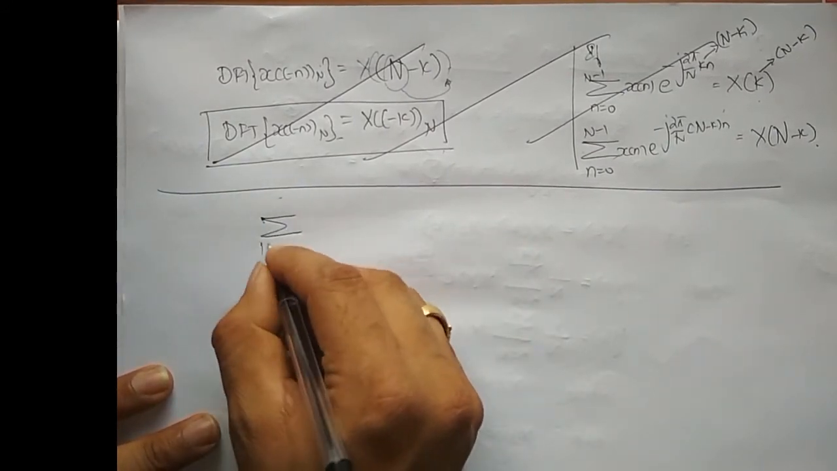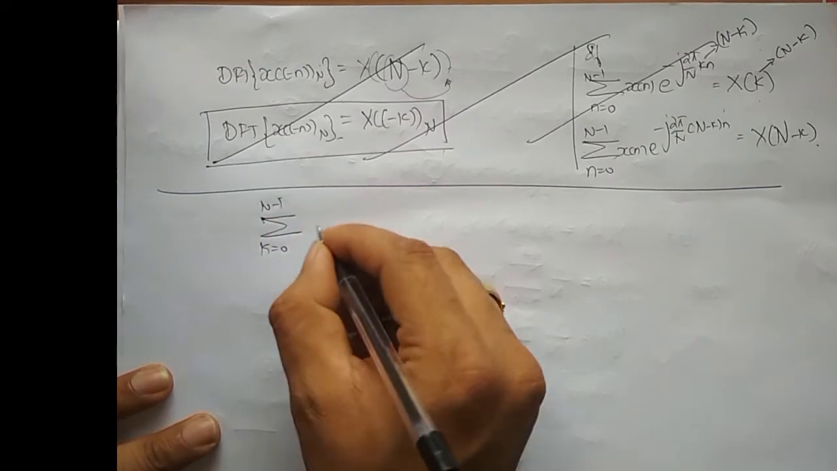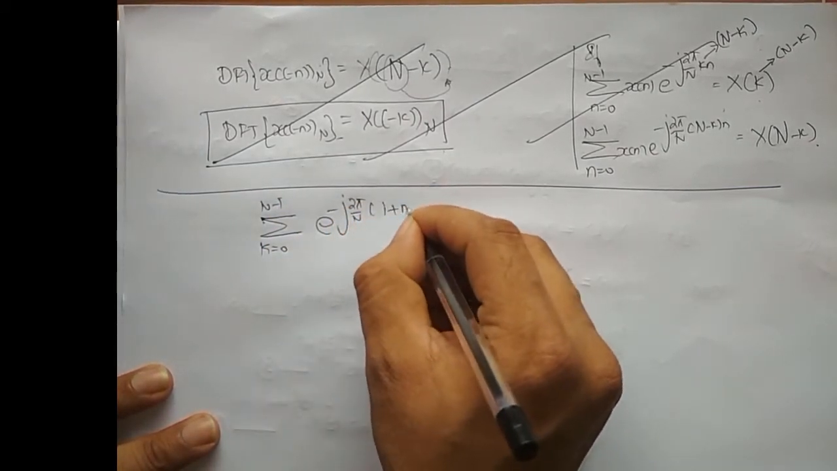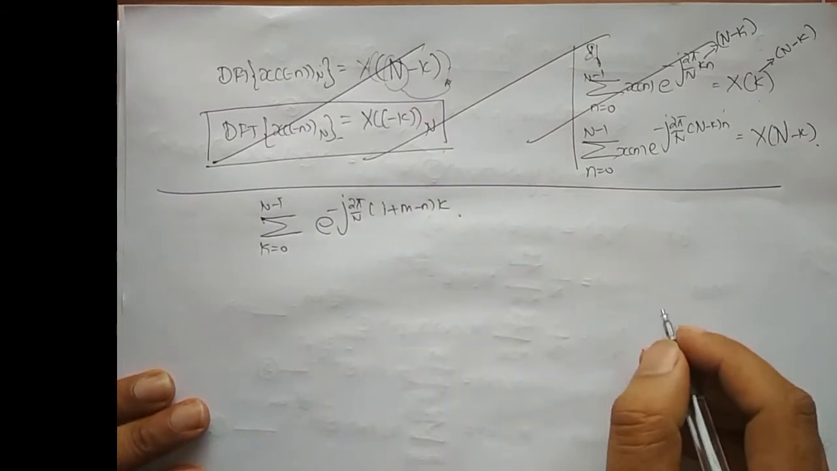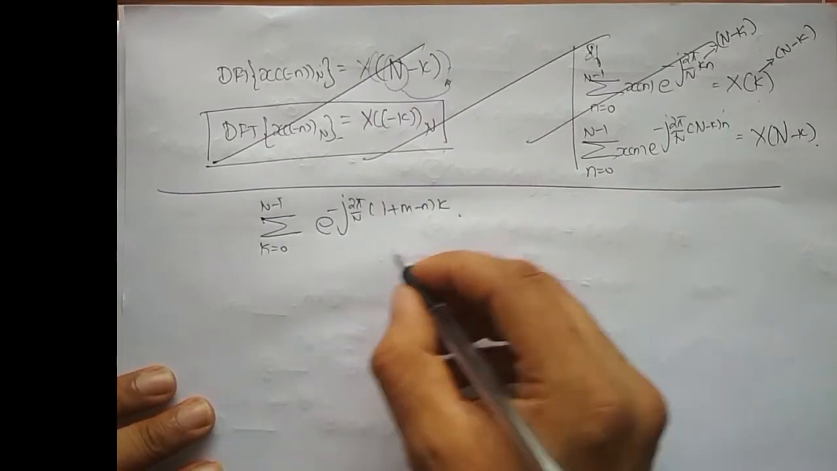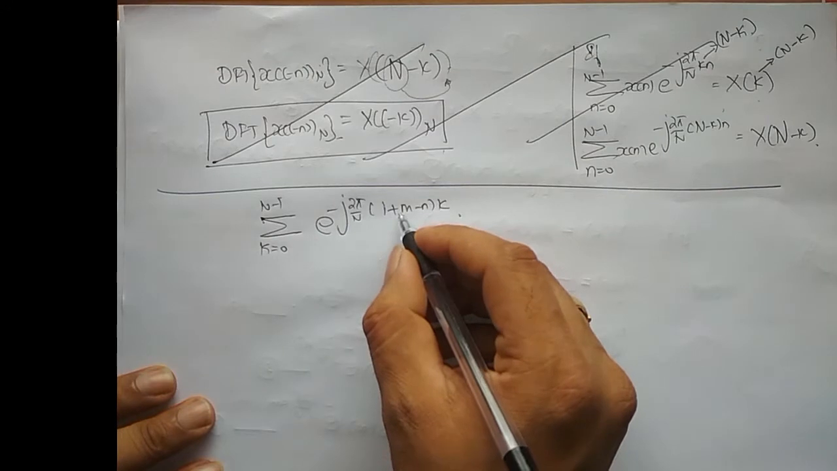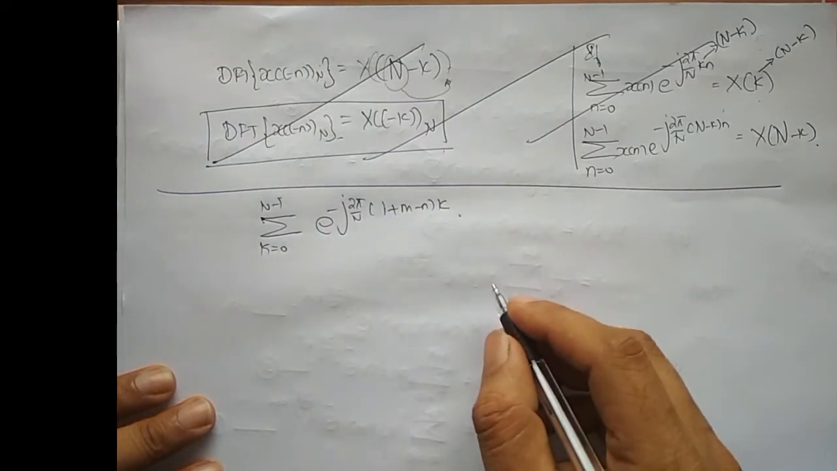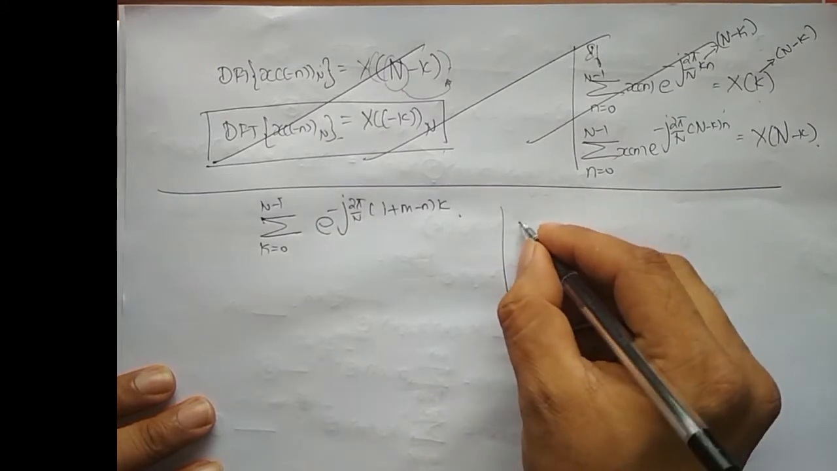Summation k varying from 0 to N minus 1, e power minus j 2 pi by N into (I plus m minus n) into k, right? This is what we had. And we are claiming that this is equal to N for I equal to N minus m and equal to 0 for other values of I. So how is that? We know the standard statement, right?